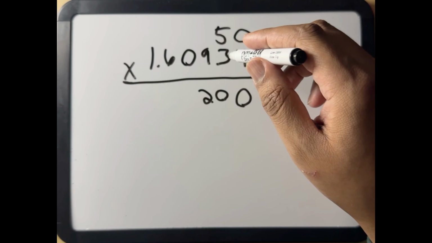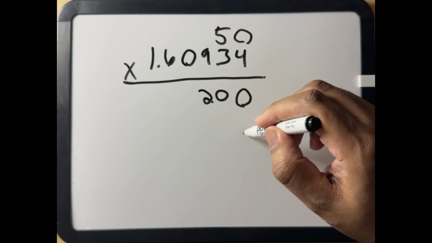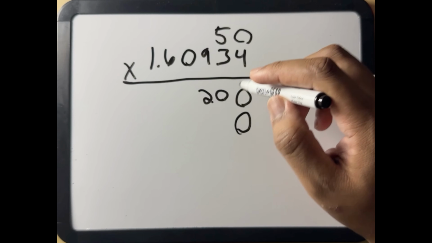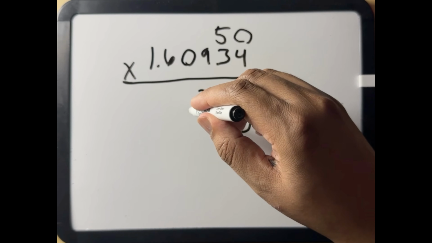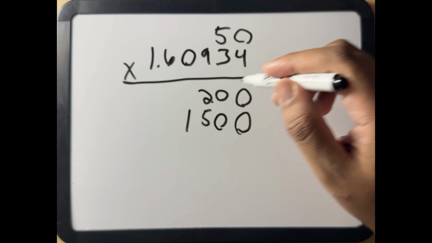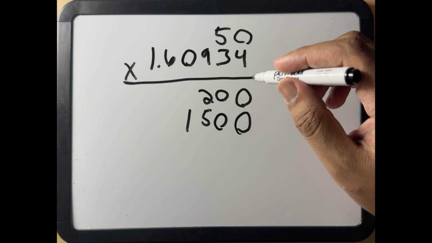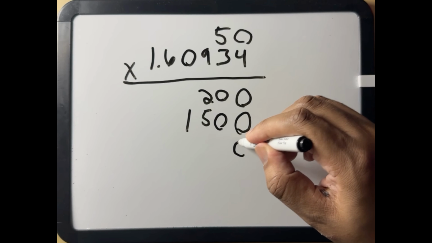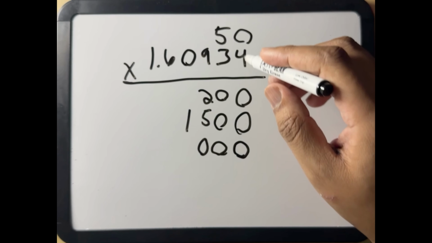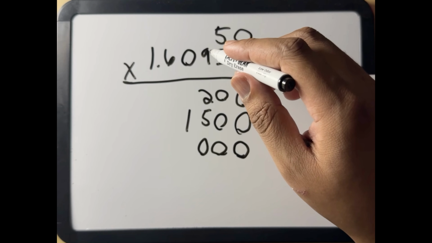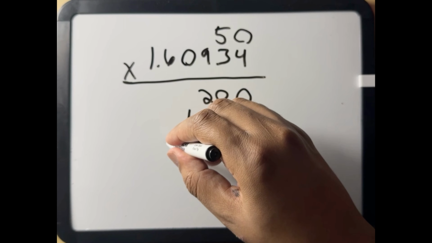Now we start with 3. We're in the tens place, so we add a 0. 3 times 0 is 0. 3 times 5 is 15. Moving on. Now we're in the hundreds place, so we add our zeros. 9 times 0 is 0. 9 times 5 is 45.